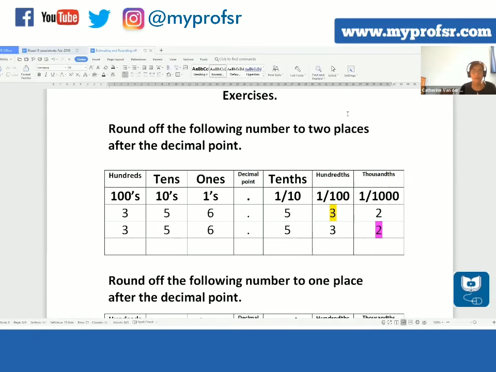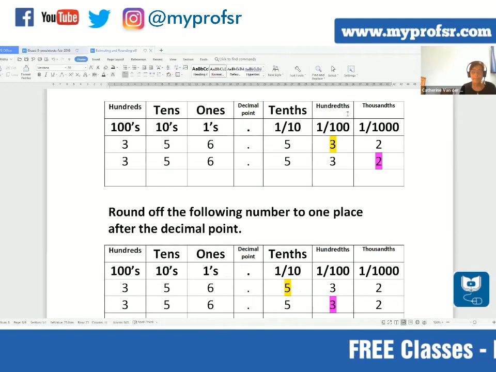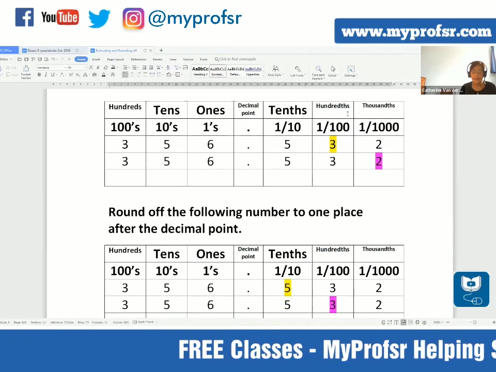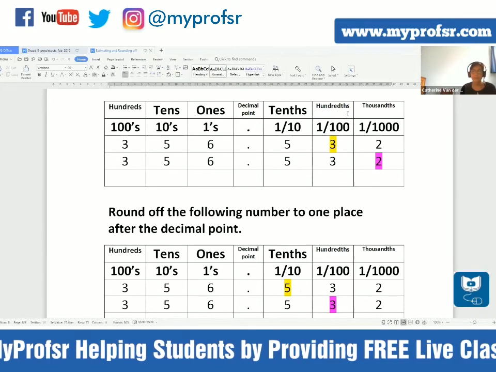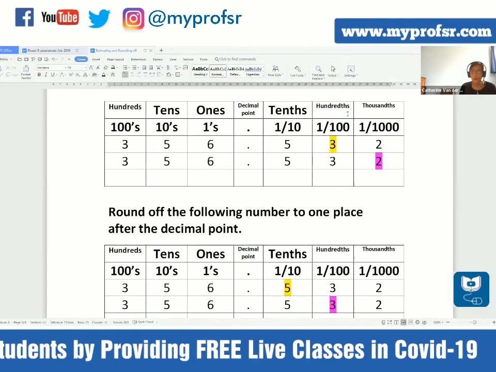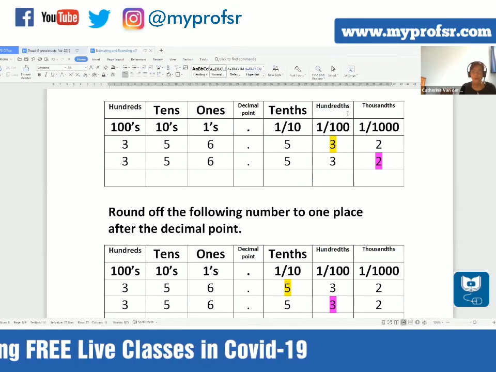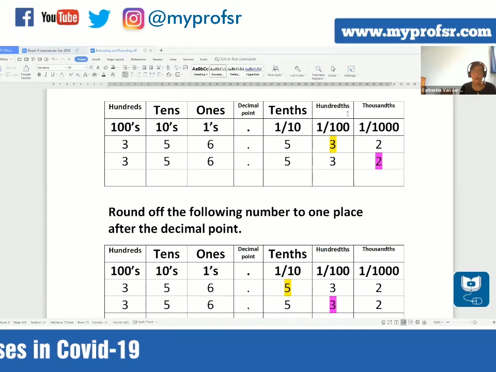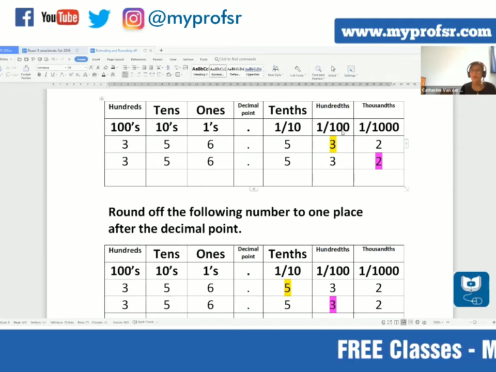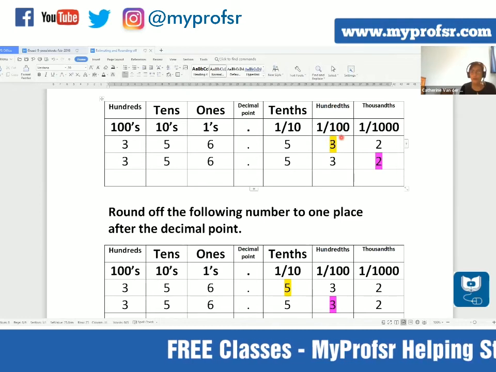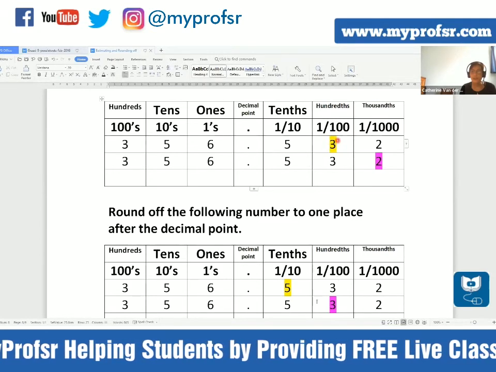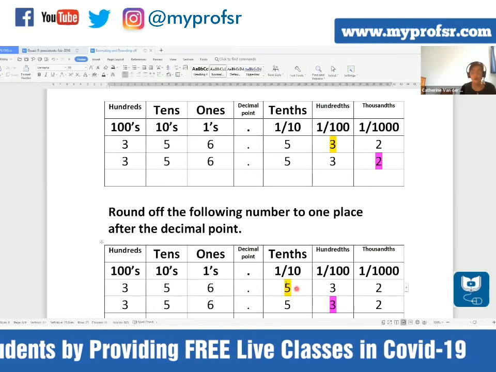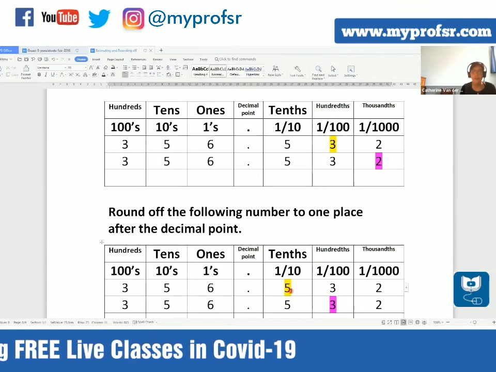Another one. Okay, so round off the following number to 1 place after the decimal point. So in the previous example, we rounded it off to 2 places after the decimal point. Now we're going to round it off to 1 place after the decimal point.